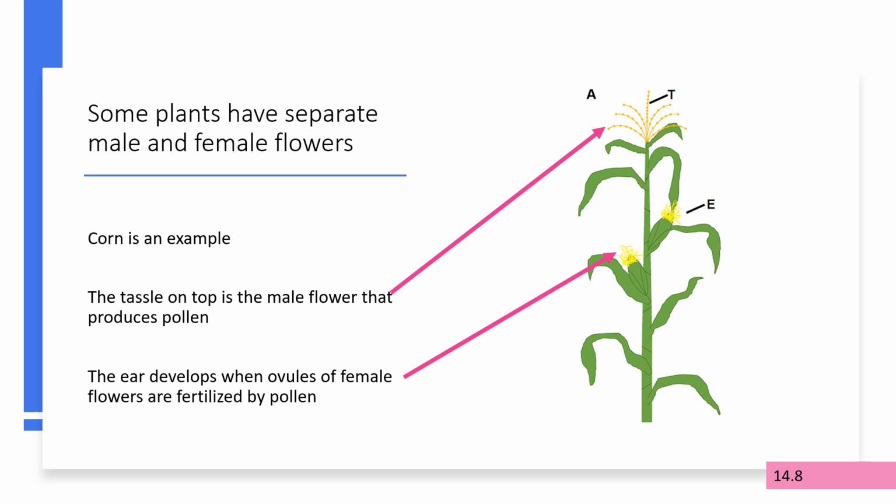As I mentioned, some plants have separate male and female flowers. Corn is an example of this. The tassel on the top of the corn plant is a male flower that produces pollen. It's positioned at the top of the plant to take advantage of the wind to spread its pollen. But the ears form when ovules of the female flowers, which are on the stalk, are fertilized.